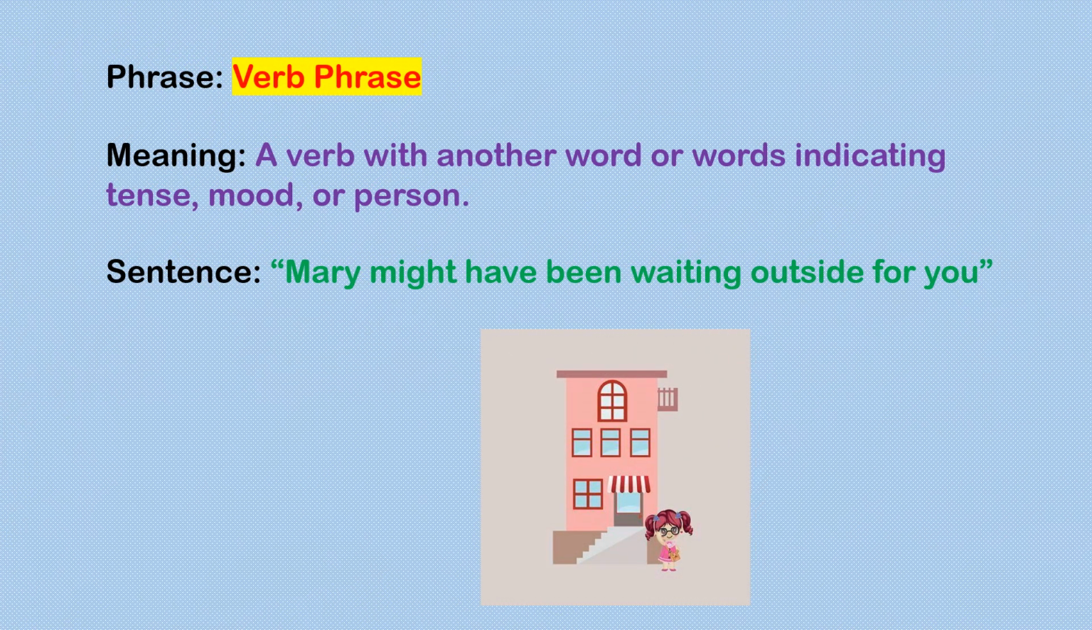Verb phrase. A verb with another word or words indicating tense, mood, or person. Mary might have been waiting outside for you.